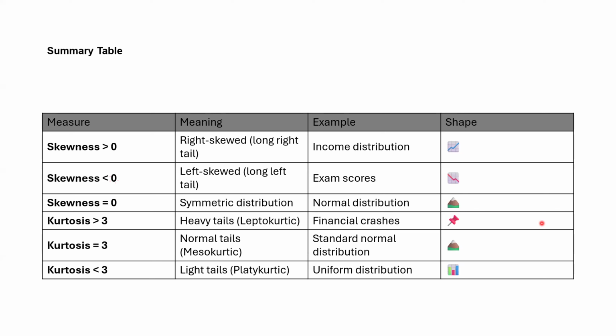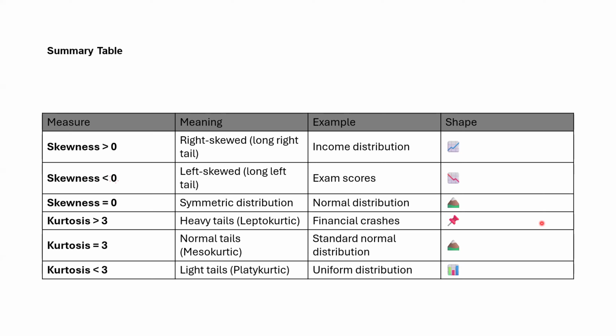If I'm saying skewness is greater than zero, what is it telling me? Positive skewness. How will you identify a positively skewed distribution? Positively skewed means right skewed as well. So you'll have a long right tail. The example can be income distribution, because the long right tail represents very few individuals who are earning a lot of money.